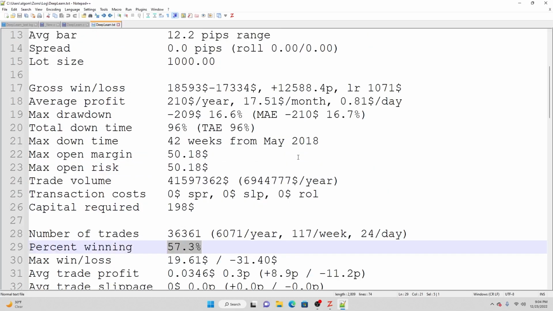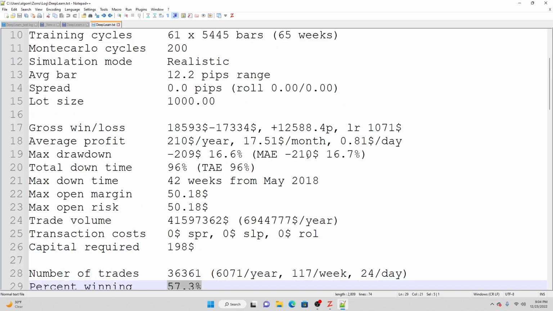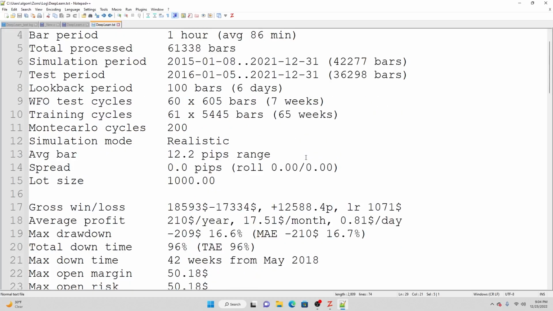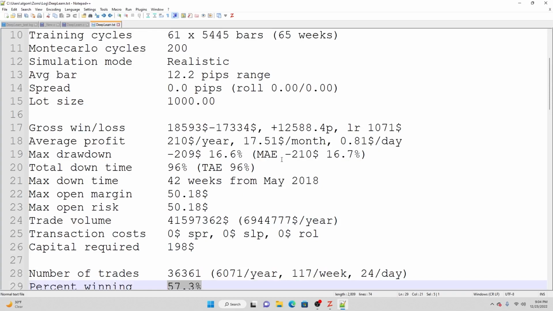But here is the line that bothers me. So this is the walk forward analysis result.